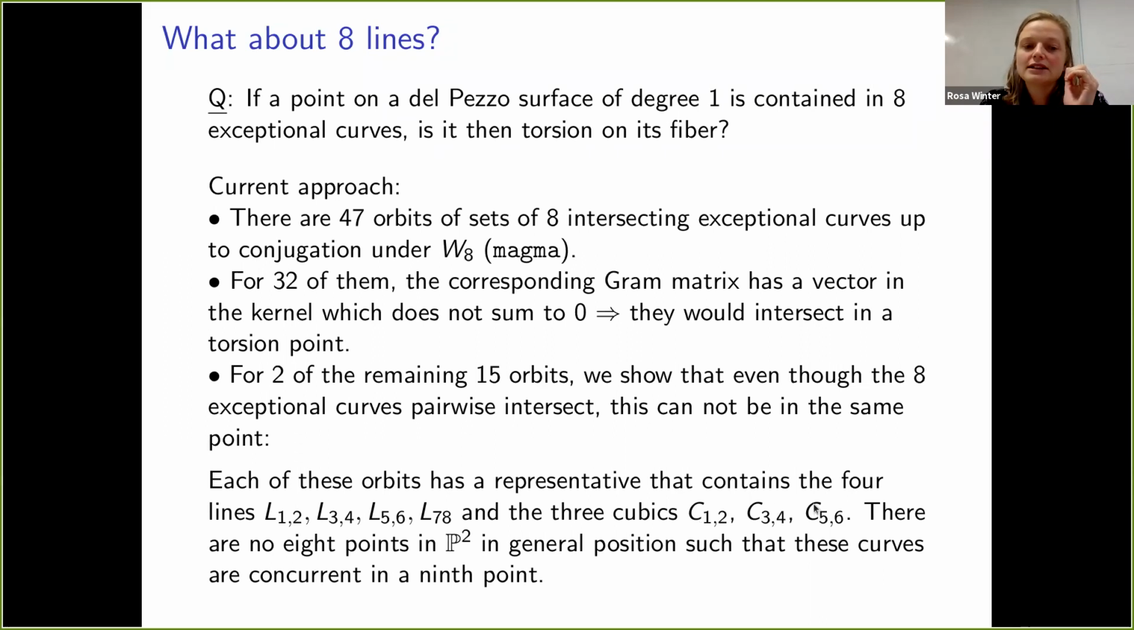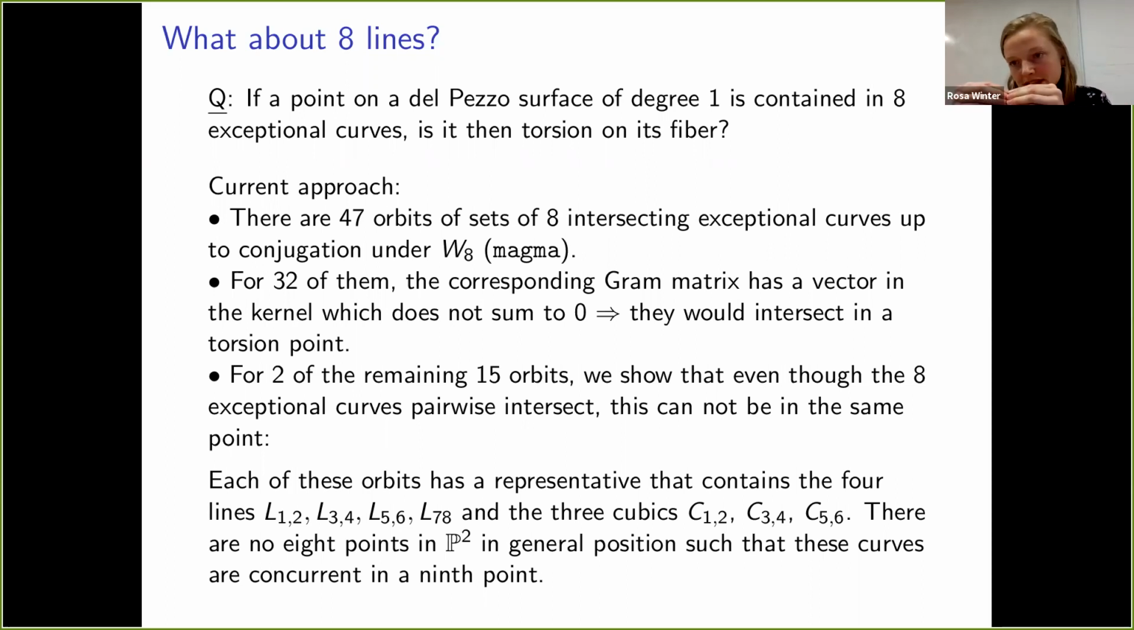So each of these 2 orbits has a set of 8 exceptional curves containing 4 lines and 3 cubics. And you can show this, again we did with Magma, that there's no 8 points in P2 in general position such that these 7 curves can all go through the same point.